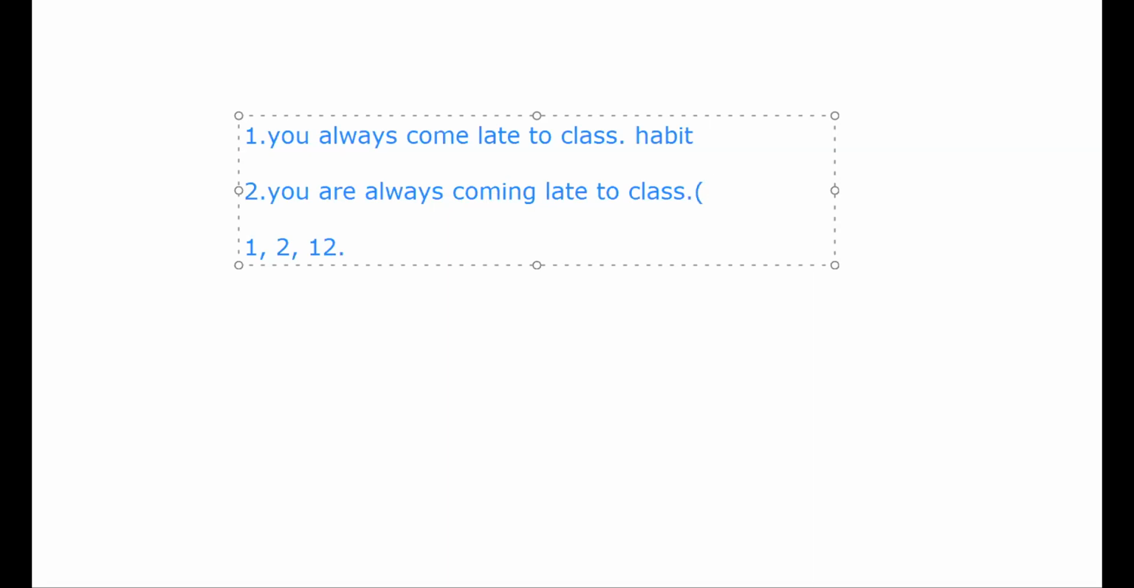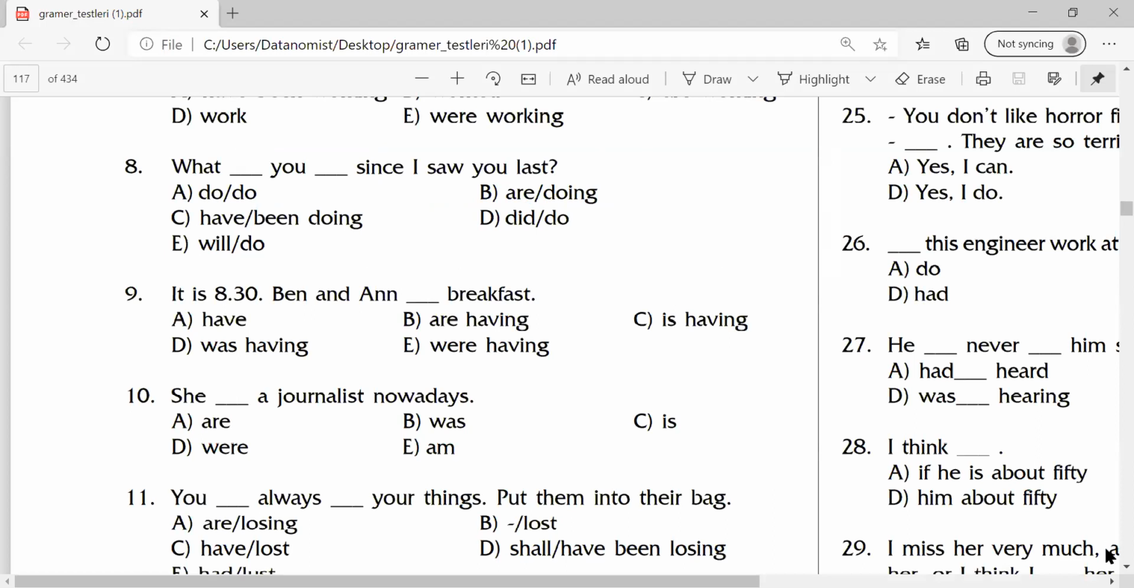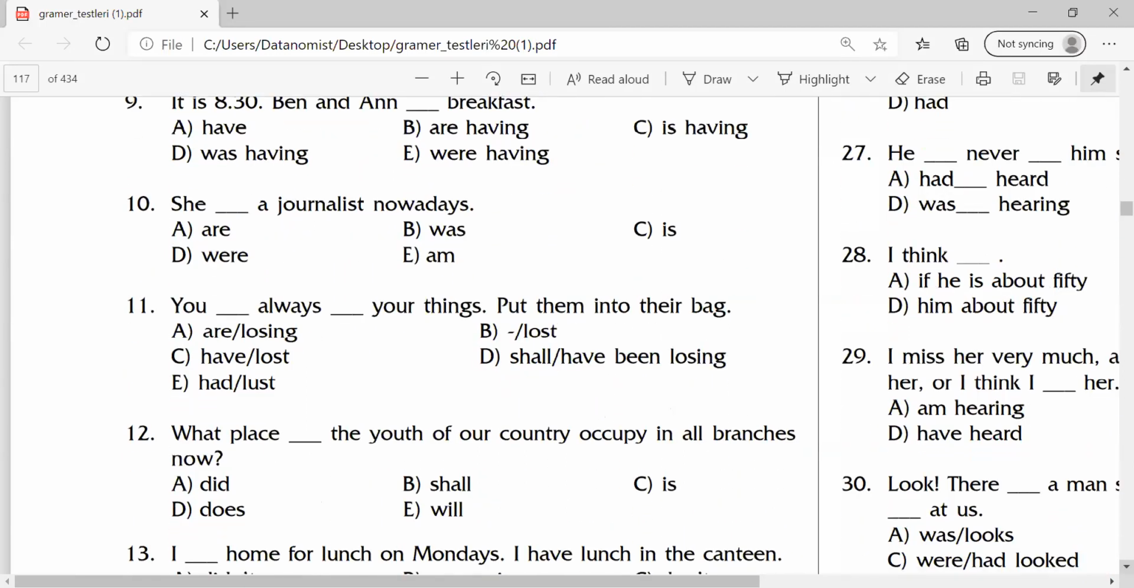Let us go back to the exercise. Now look at the 11th one. You dash always dash your things. Put them into their bag. Now give me your answer.